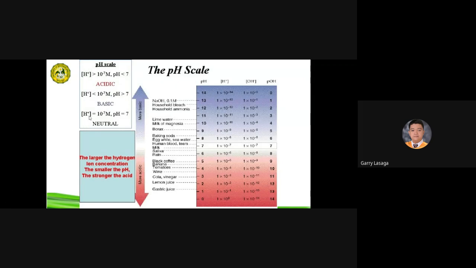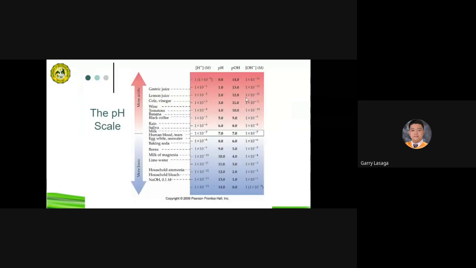When the concentration of the hydrogen ion is equal to 10 to the negative 7 moles, the pH will be equal to 7, and the pH is neutral. So the larger the hydrogen ion concentration, the smaller the pH, and the stronger the acid. So this one here is the strongest acid, the pH of 1 or 0. The smaller the pH, the stronger the acid, and the larger the H plus concentration.